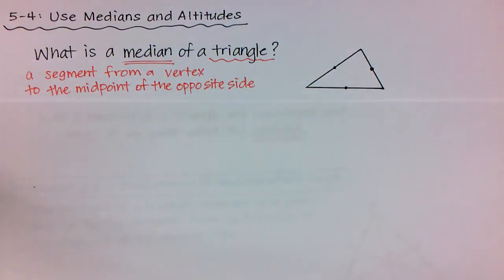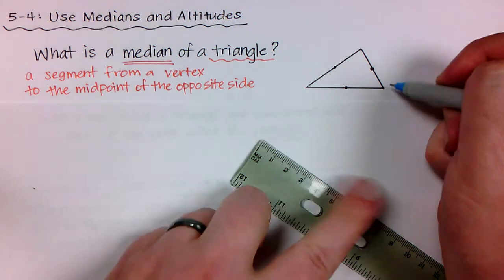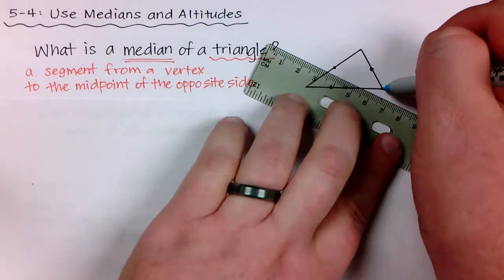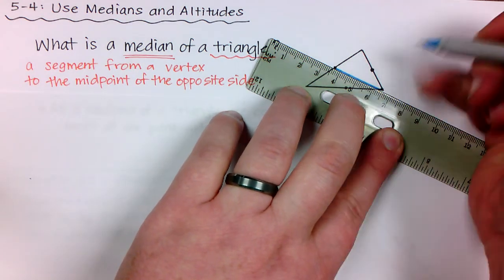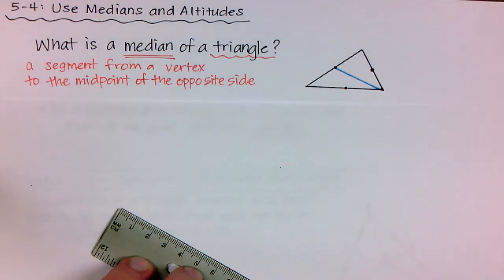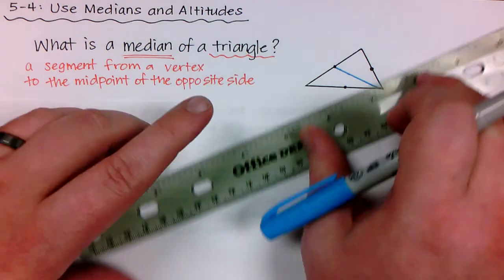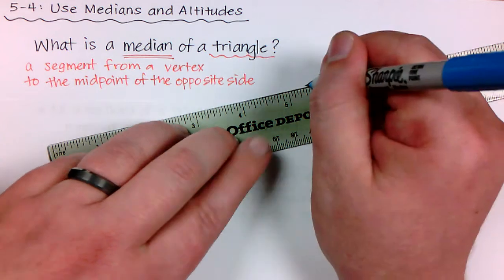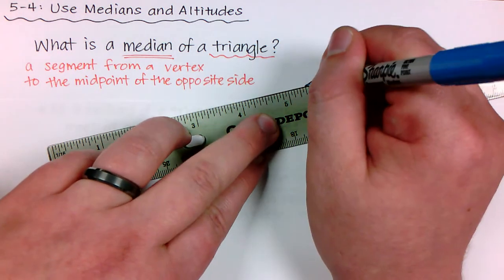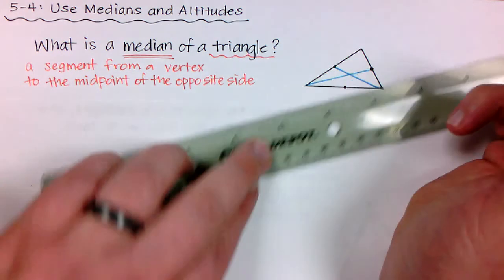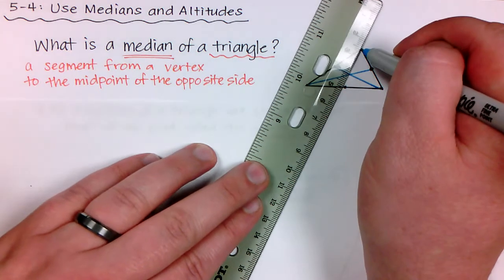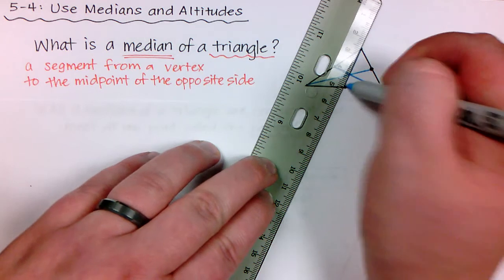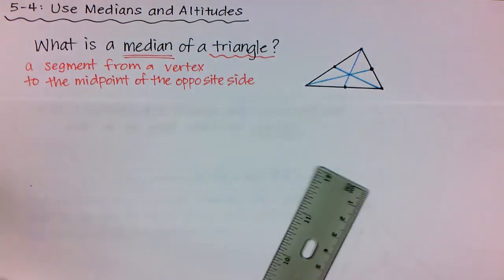So we're thinking of a segment, okay? And it's starting at the vertex. So if I start right here, and if I draw a line to the midpoint of the other side, that is a median right there, that segment. How about if I start right here at this vertex, and I go to the midpoint of the other side, that segment is another median. And I'm going to start at this vertex and go to the midpoint down at the bottom, and that one right there is also a median.